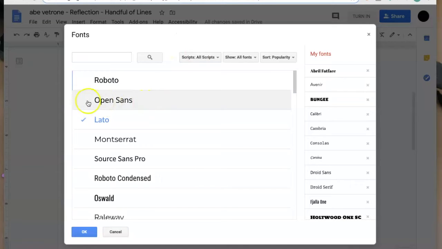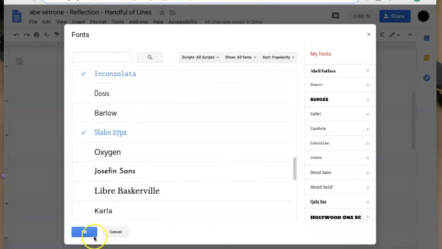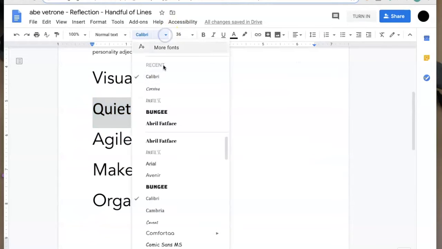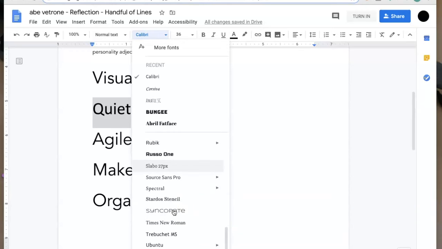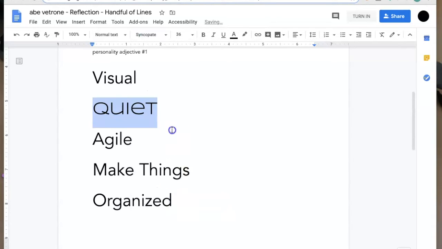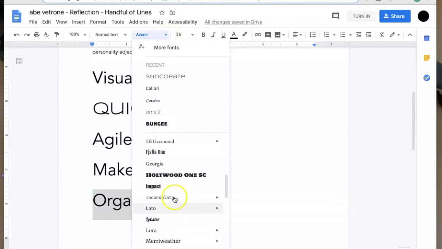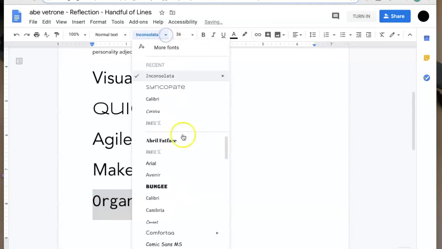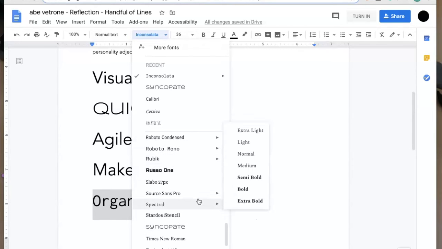It's going to open up this, and any one you click on, and all these different ones that you like, then you hit OK, and they're going to show up here. So there will be more fonts down here for you to choose from, if you don't like the ones you have already. Ooh, look at that. That's kind of quiet, but it's all caps, so maybe that's kind of loud for me. So you're going to go through and figure out which one represents your kind of word. Organized might be more of a square one for me. Let me see. I can't remember. I'm going to show you in a minute what I came up with.